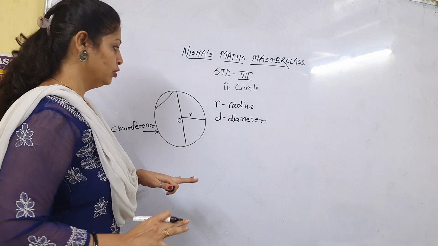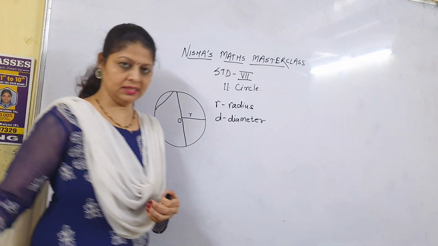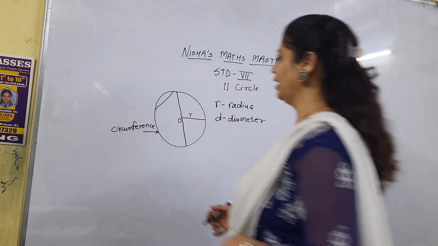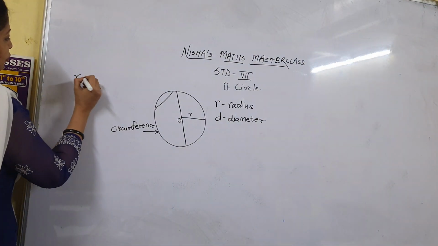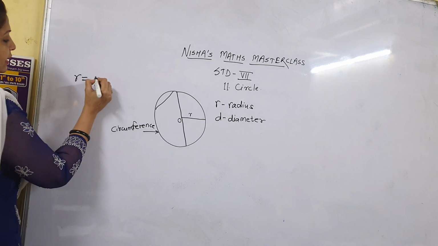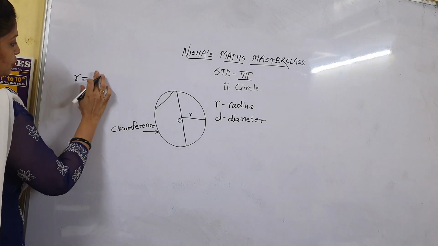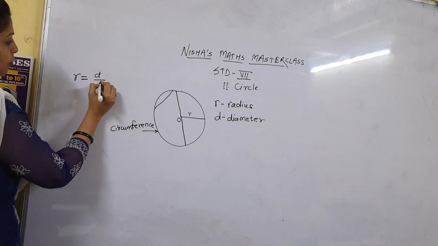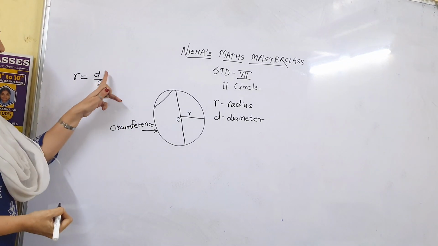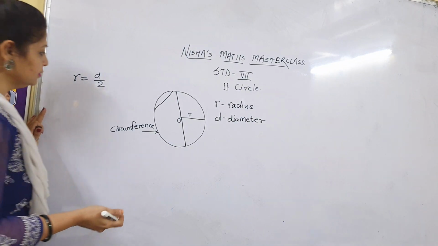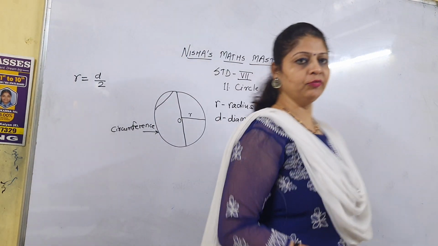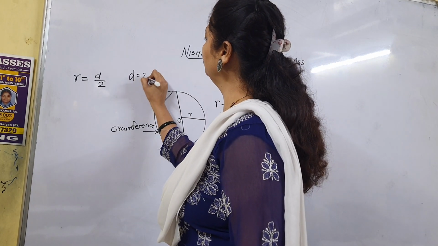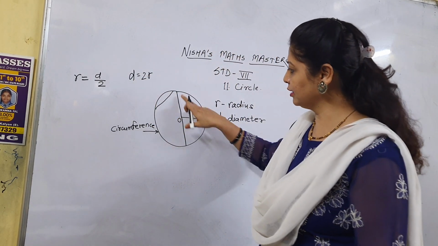Now when we have to solve the sums from this lesson, some formulas are there. The first formula I am writing here: when we have to find the radius R, the formula is D upon 2, diameter upon 2. And when we have to find the diameter, diameter is equal to 2r.